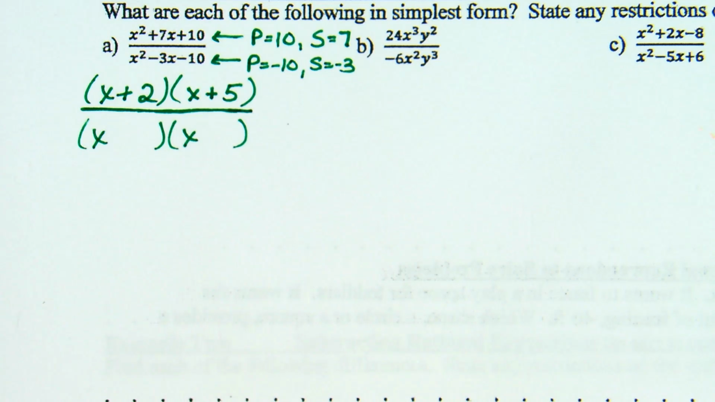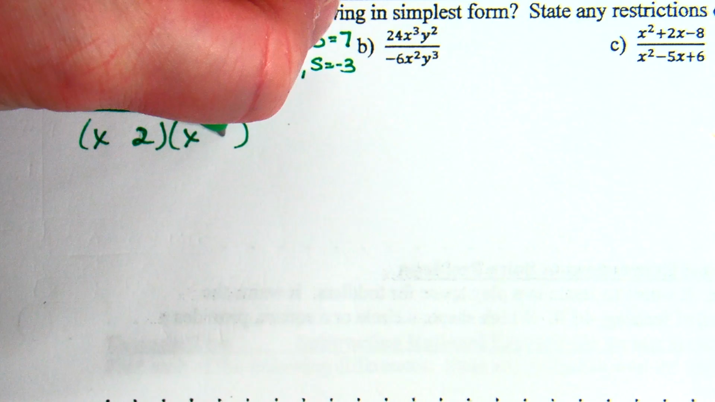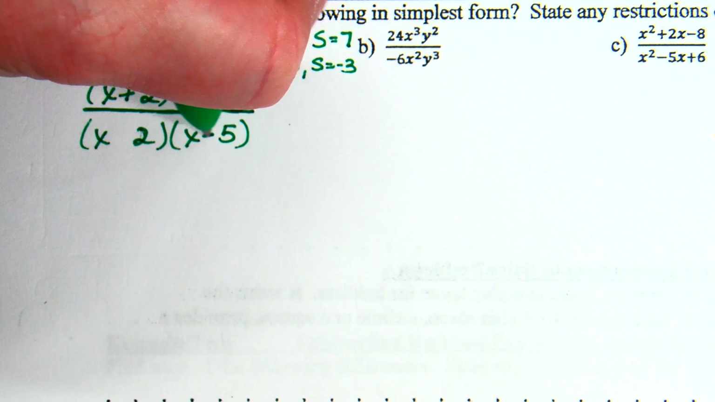Okay. In order to multiply, get a negative, one of them has to be negative. In order to add to be a negative, larger number is negative. So it's a minus 5 and a plus 2.